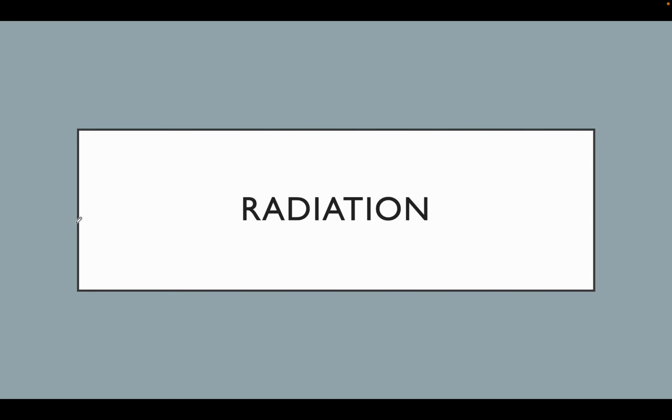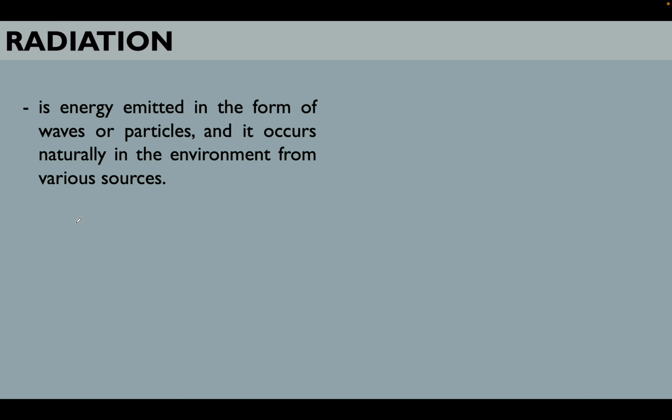So we are done discussing all about the atoms. We have the electron configuration. We also have the shells and the subshells, the atomic number, the mass number, and the isotopes. Now we will now be discussing all about radiation. So since our topic is all about the introduction to radiation, so let's talk about radiation. Now, radiation is energy emitted. So energy emitted in the form of waves or particles. And it occurs naturally in the environment from various sources.